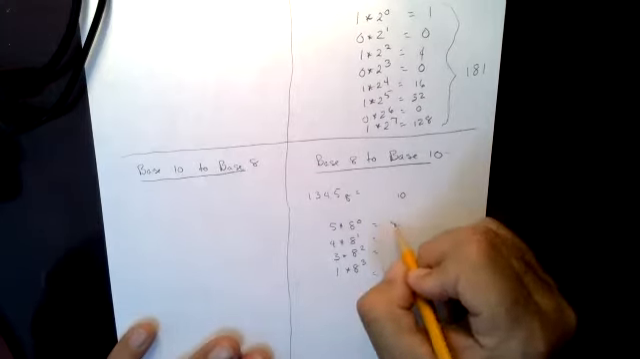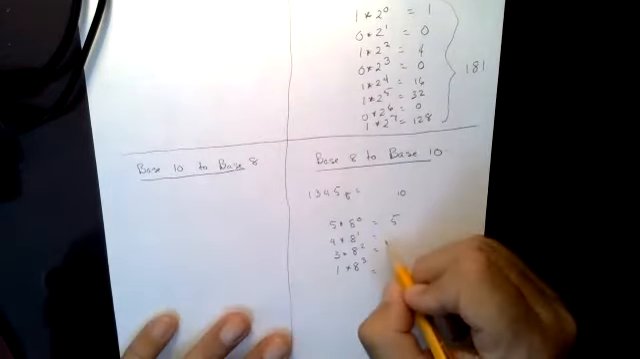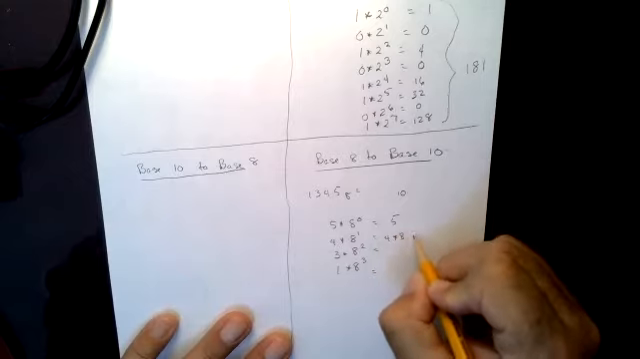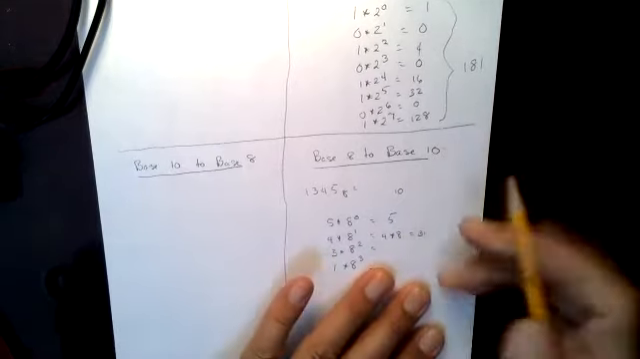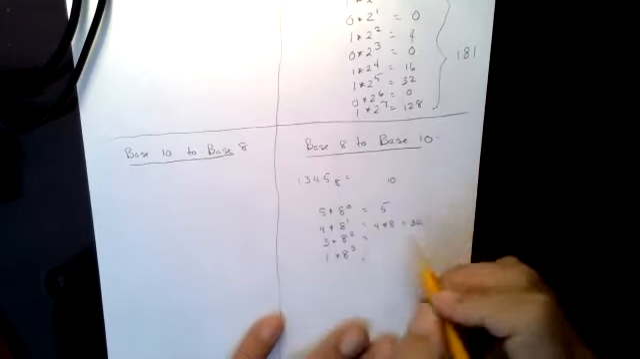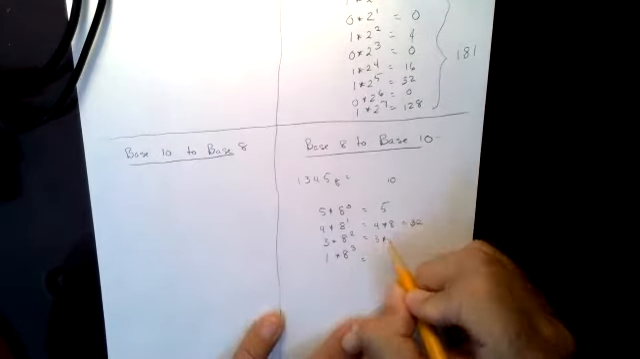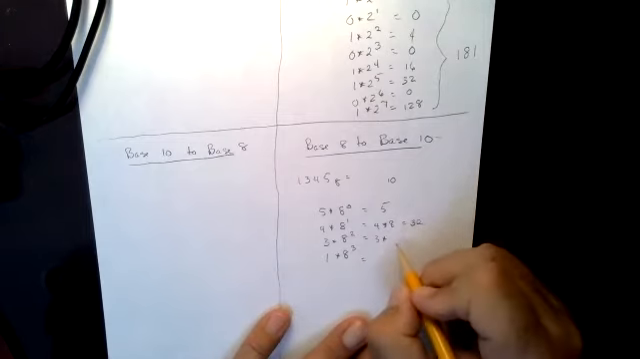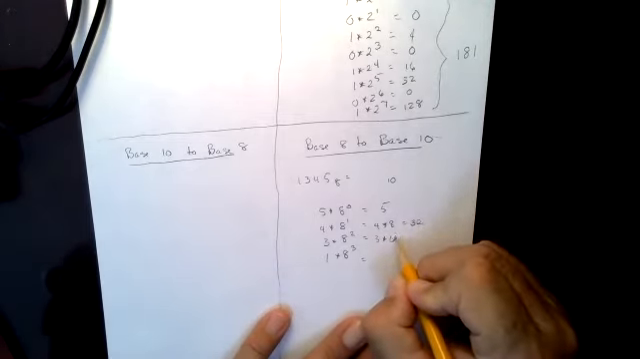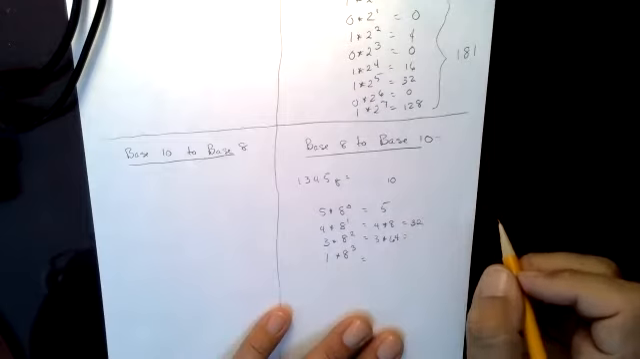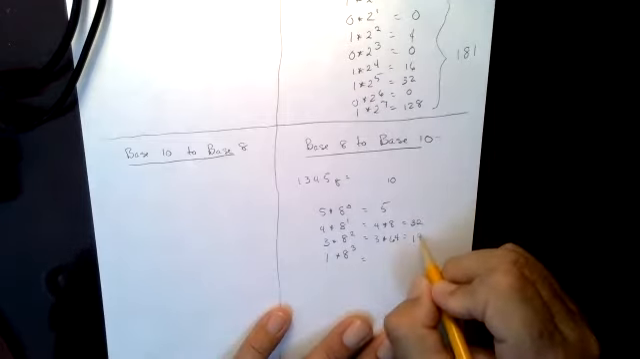5 times 1 is 5. I got that one for you. 4 times 8 is 32. Whoop, that's a 6. I want 32. 3 times 64, 192.